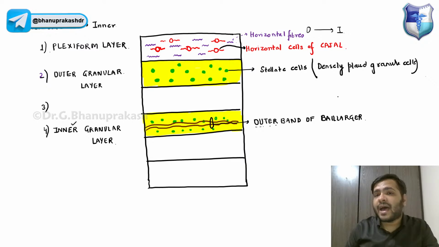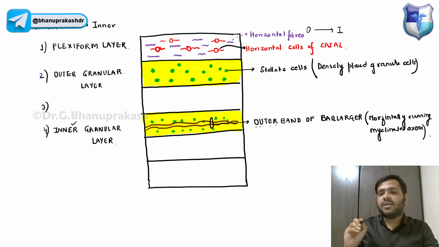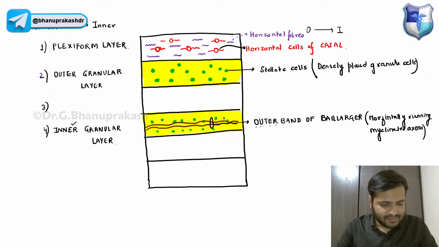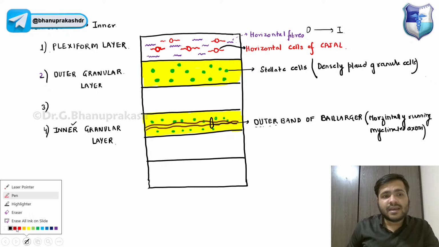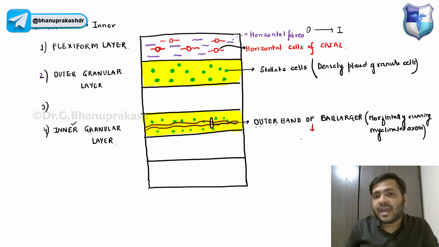Now this outer band of Baillarger is nothing but the horizontally running myelinated axons. Remember, guys, that it is a characteristic feature of the visual cortex.